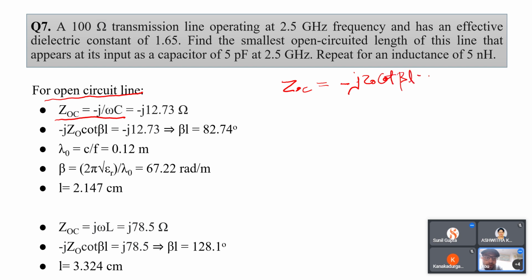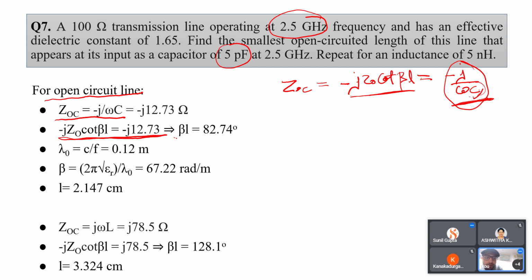Okay, which will be same as minus j over omega C. So operating frequency is known to you, and how much capacitance you want, that is 5 picofarad. This parameter is also given to you, so you have to first calculate the value of this input impedance by using the value of capacitance given to you. This will be same as minus j Z naught cot beta L, the input impedance of the transmission line. So I'm just equating these two terms.